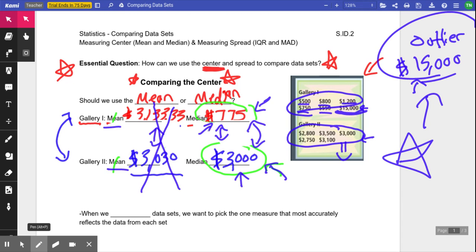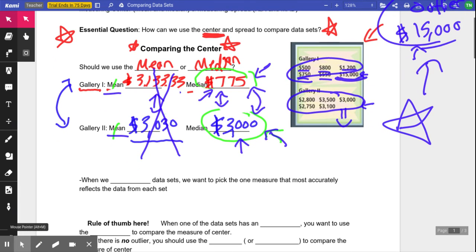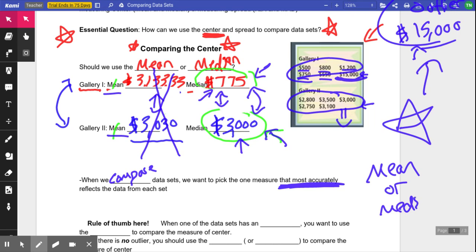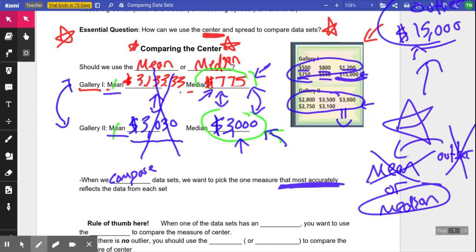So where are we going with that? What I really have just discussed with you is that when we compare these data sets, we want to pick the one measure that most accurately reflects the data from each set. So our choice is the mean or the median. And we just figured out that the mean is a terrible idea. We do not do it when an outlier is present, okay? When an outlier is present, this is our guy. When there is no outlier, let's go ahead and use the mean, the average, because there's nothing that's pulling our average way up or our average way down in some of these situations.